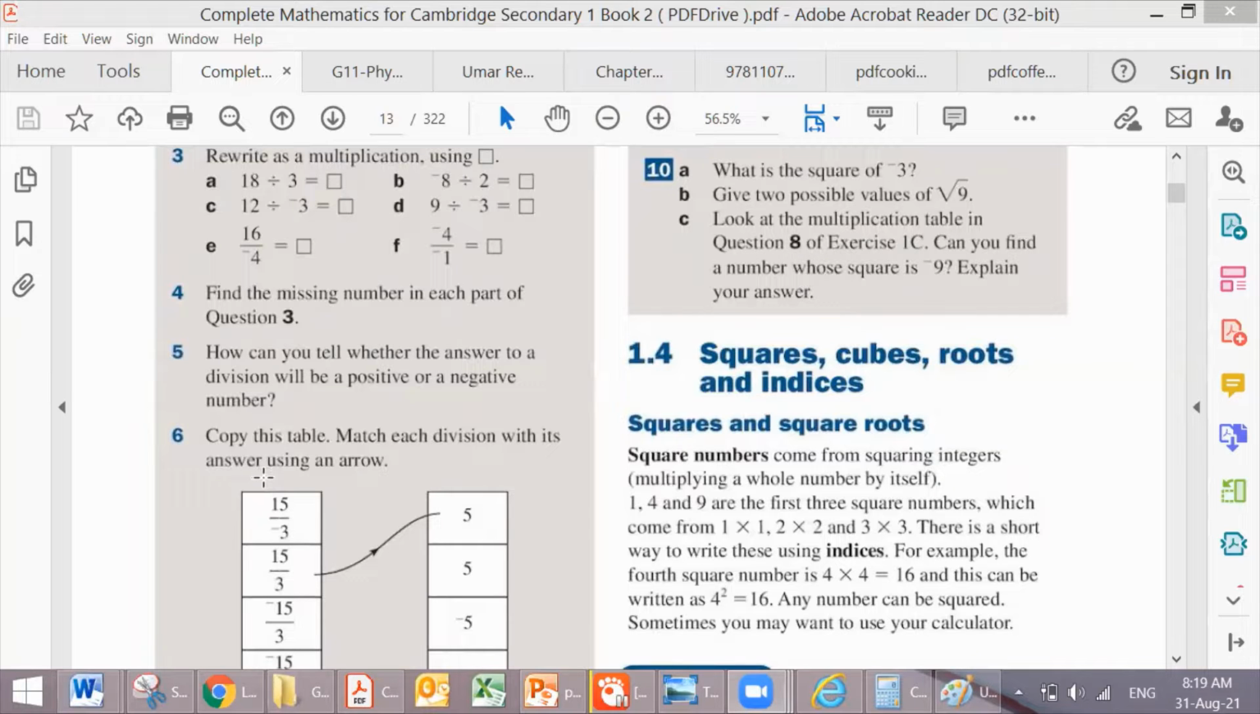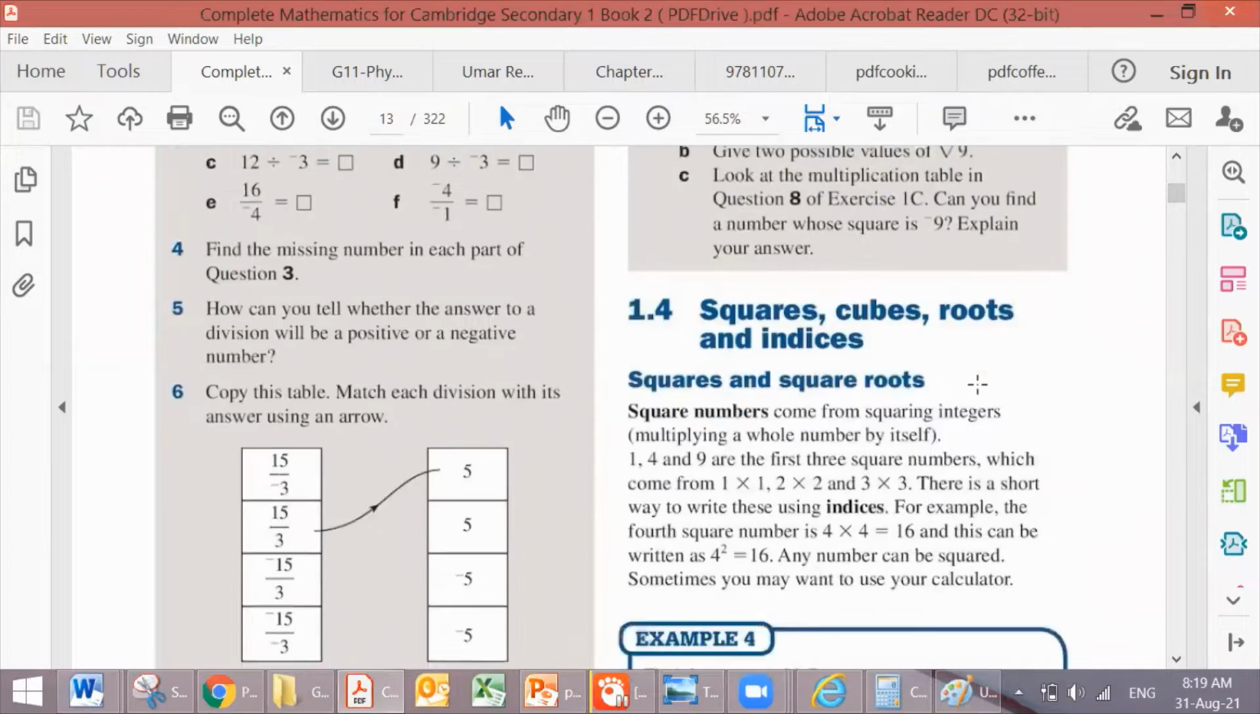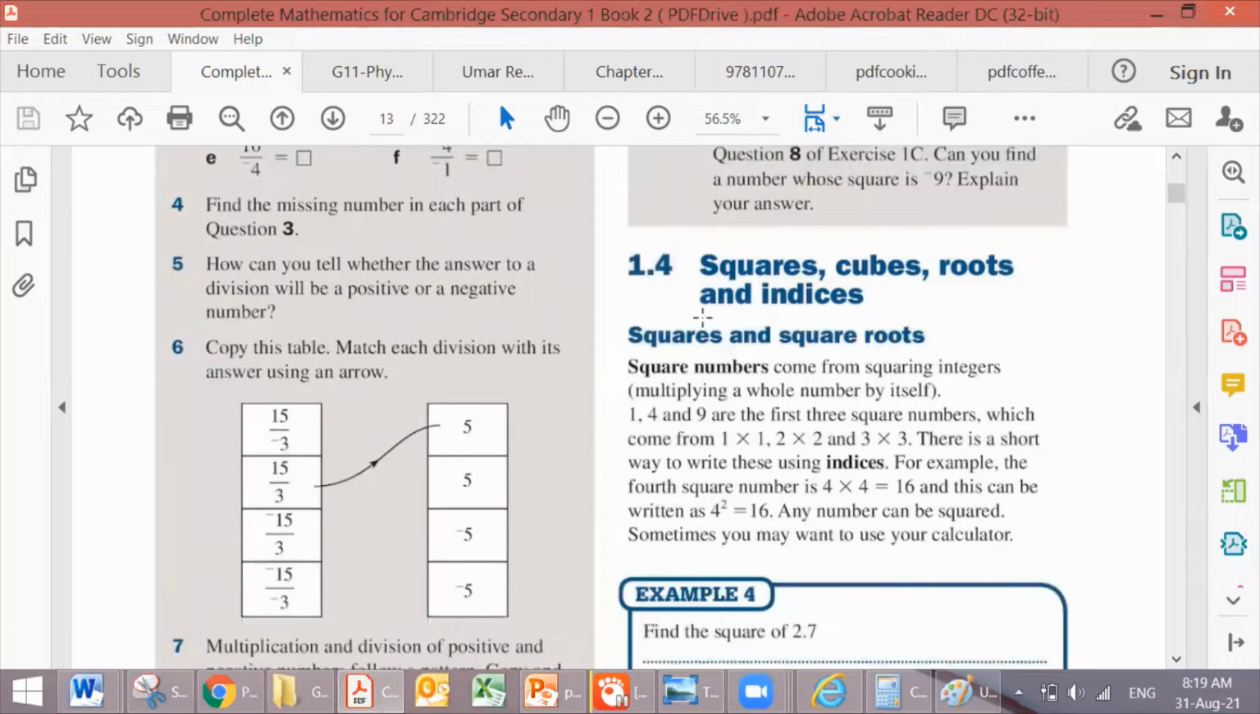If you have your book, you can see it from your book also. And if you don't have your book right now, you can see it from your screen also, because I have already opened your books. And you can get the guideline from here also. So first of all, we will study about squares and square roots. So square numbers come from squaring integers, multiplying a whole number by itself. So this one is very easy, multiplying a whole number by itself.